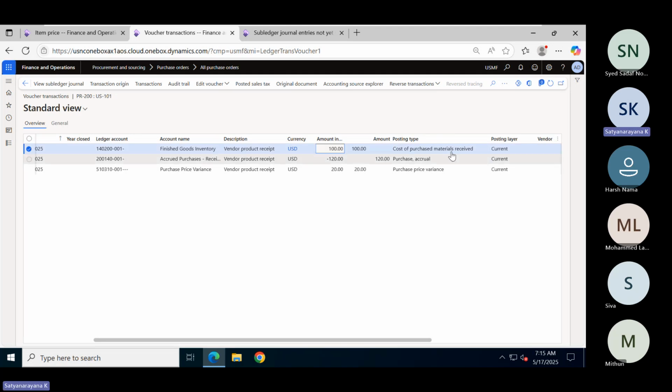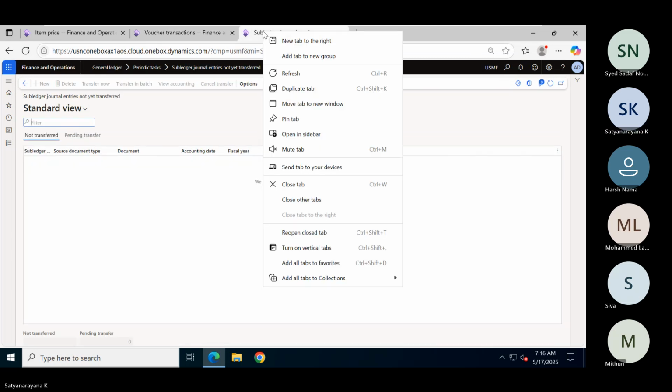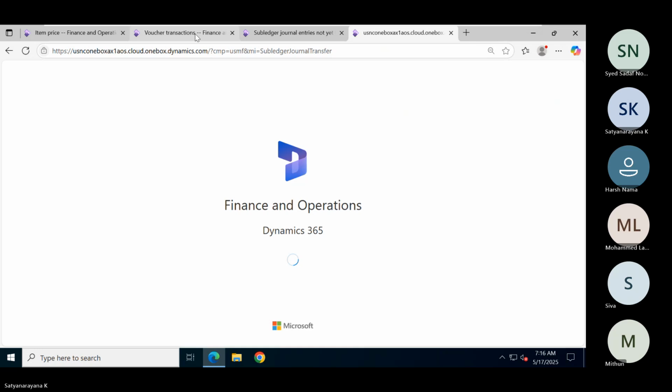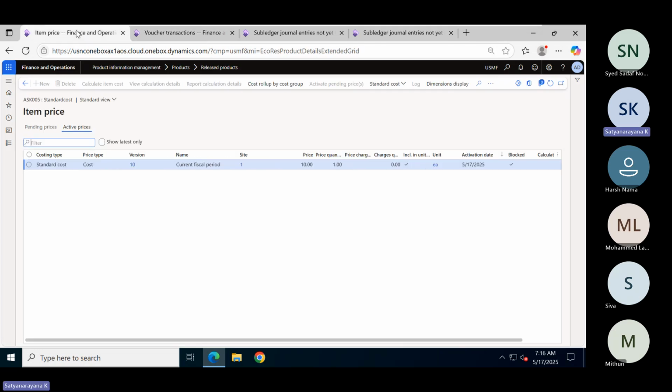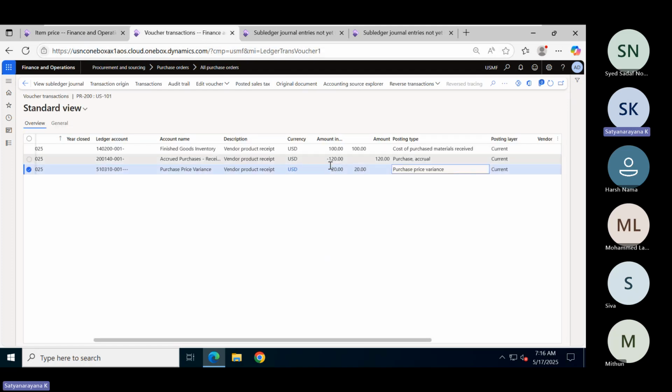Okay, we are going to pay vendor. We need to pay vendor once it is invoiced $120. $20 is a purchase price variance. Okay, here actually the purchase price committed here by purchase department is $10. But we have purchased at the rate of $12. Now the difference is $2 multiplied with 10, it is $20.